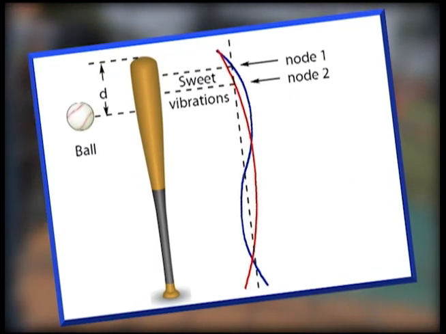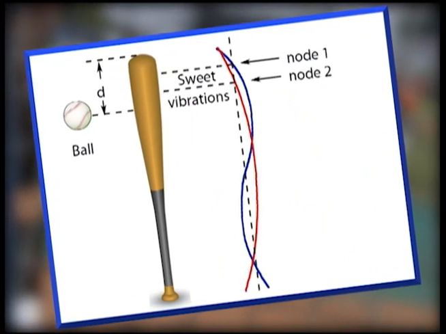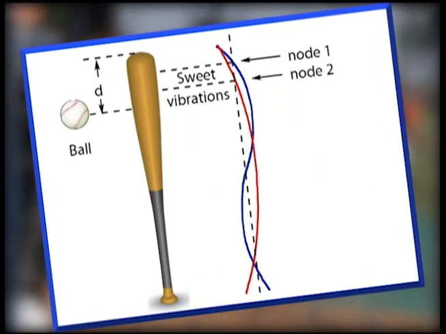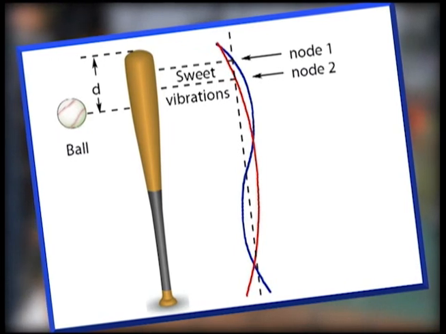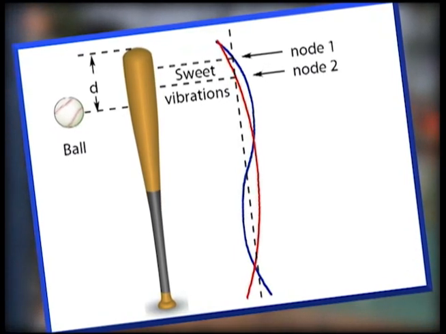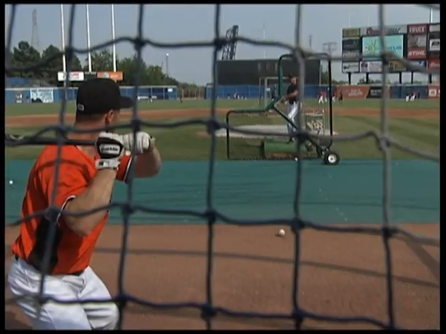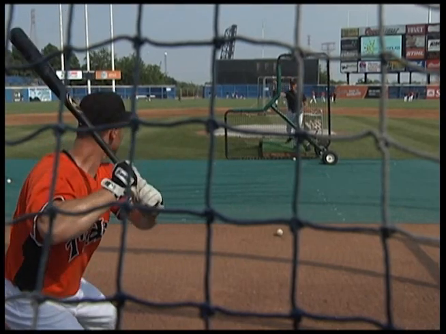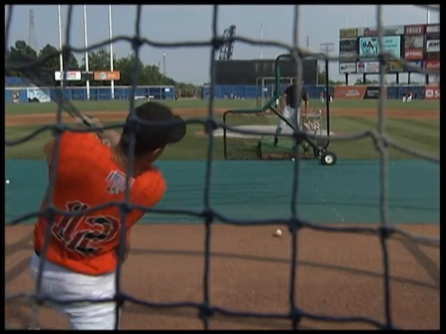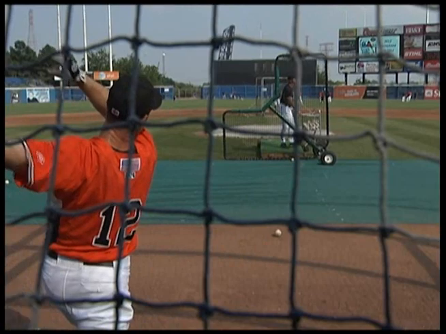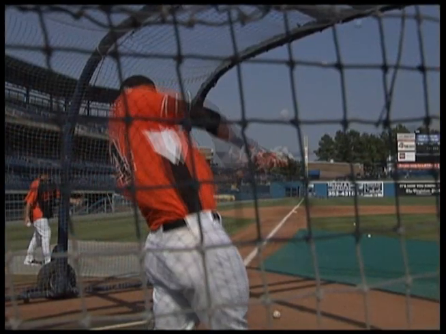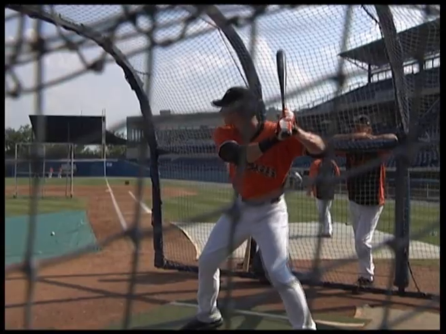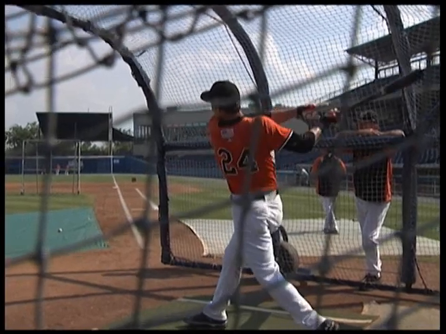Take a look at this drawing. See near the top of the bat where the red line and blue line are closest together? These are nodes, and that is where the vibrations are least when the ball hits the bat. Everyone who has played the game enough knows that when the ball doesn't hit the bat on the sweet spot, it stings your hands. And what does that mean, sting your hands? It means that the collision is exciting vibrations in the bat.